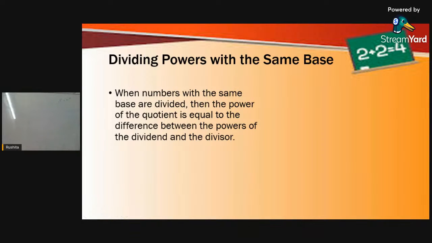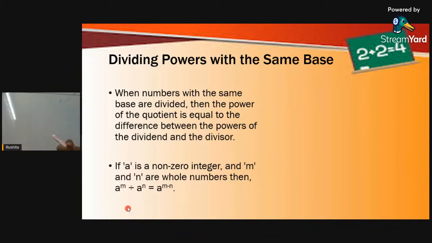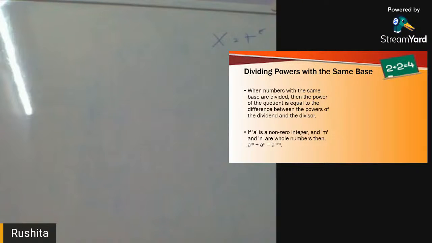Now, you will understand when you go to the next point, which is: if a is a non-zero number and m and n are whole numbers, then a to the power of m divided by a to the power of n equal to a to the power of m minus n. Now let me explain it. Right, now you can see both.